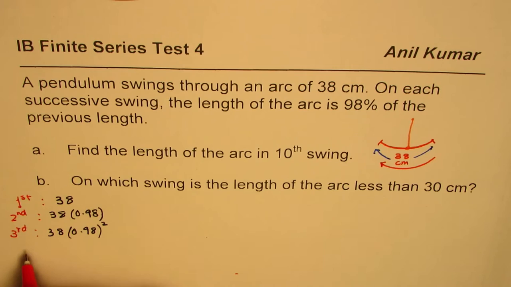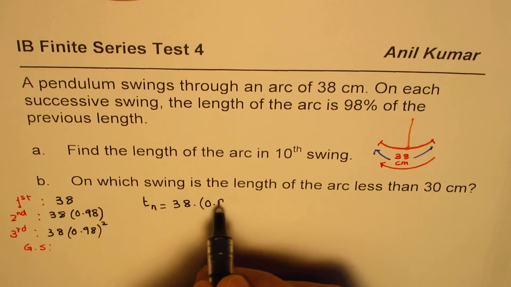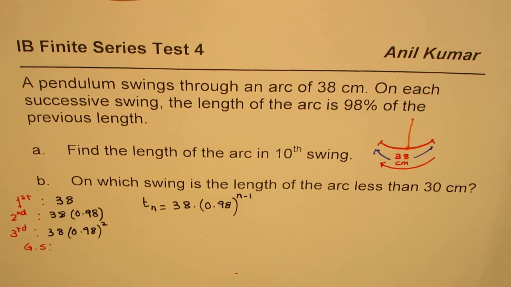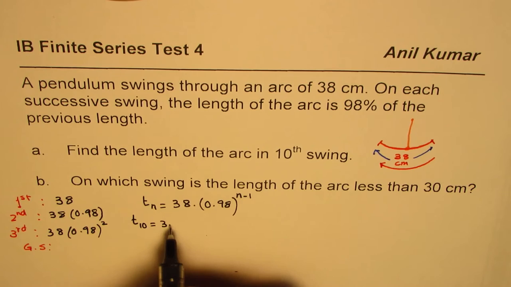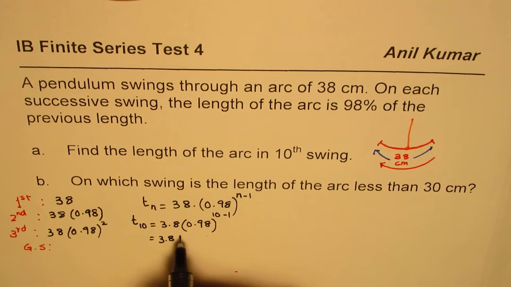And the general formula for that, looking into this trend, we could write Tn equals 38 times 0.98 to the power of, and this power is one less than the number of terms, right? So it is n minus 1. Is that okay? So that becomes the formula for us. Now, we need to find the length of the arc in 10th swing. So we'll replace n with 10. So in 10th swing, it will be 38 times 0.98 to the power of 10 minus 1, which is 9.